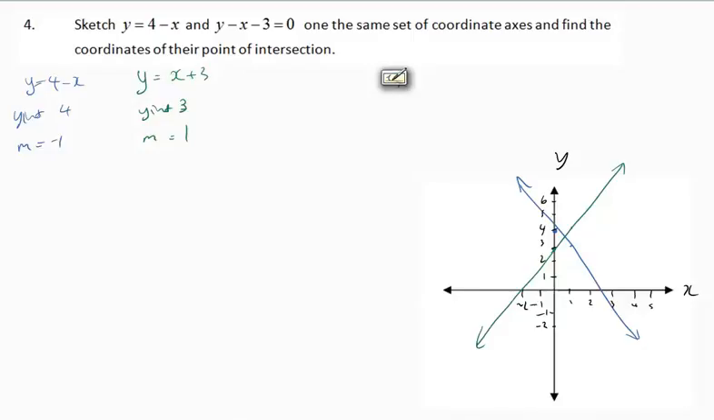My lines aren't perfect here. But if we look, the x is about a half, and here our y is going to be about 3.5. And we can check with our equations. We say 4 minus x is equal to x plus 3. So we get 2x is equal to 1. X is equal to a half, and we check our y is equal to a half plus 3, which is 3.5. And this is our point, 0.5, 3.5.